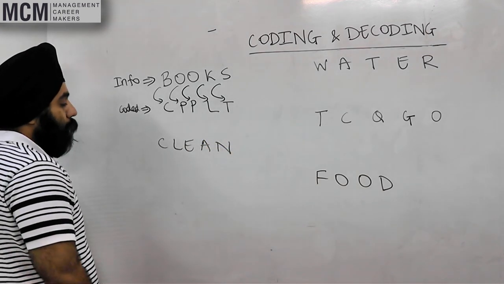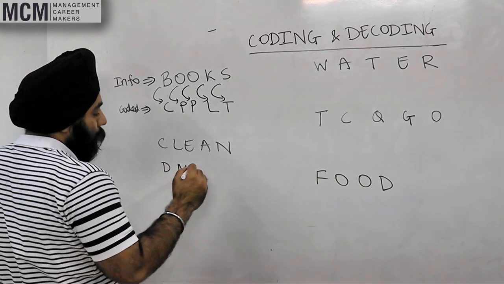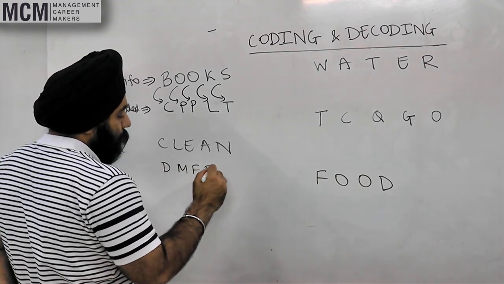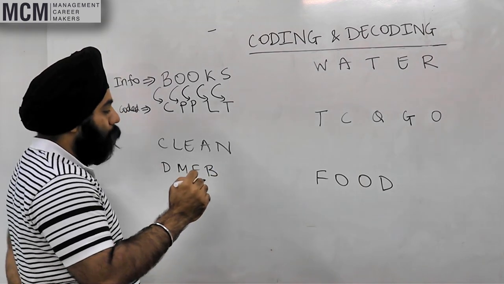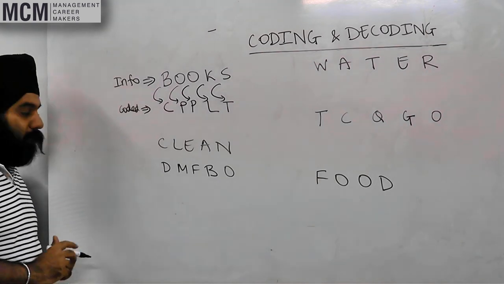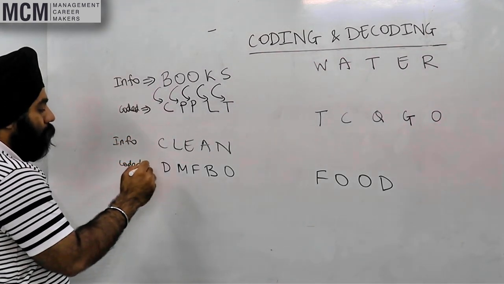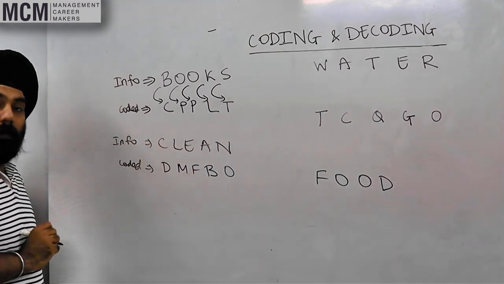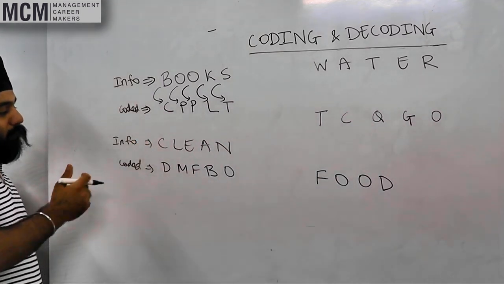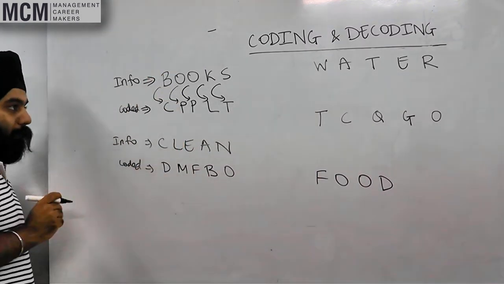what would I do? C would become D, L would become M, E would become F, A would become B, N would become O. Yes, this would be the information, this would be the coded message. Right? Now, this is extremely simple. You could see the pattern directly by looking at the letters.